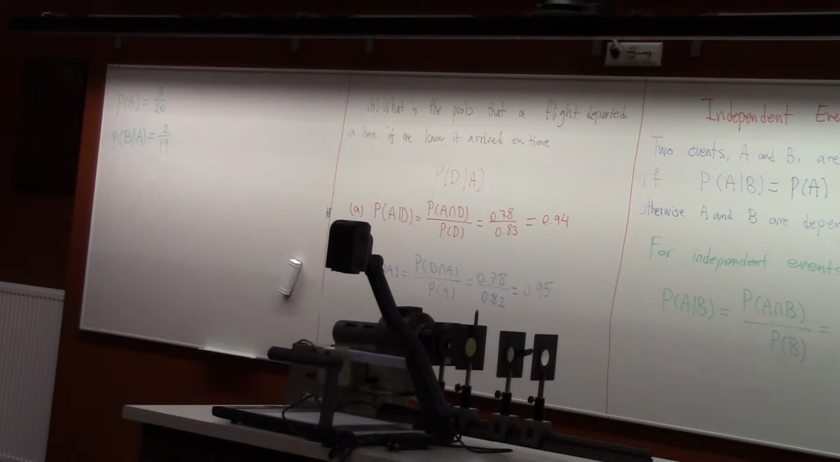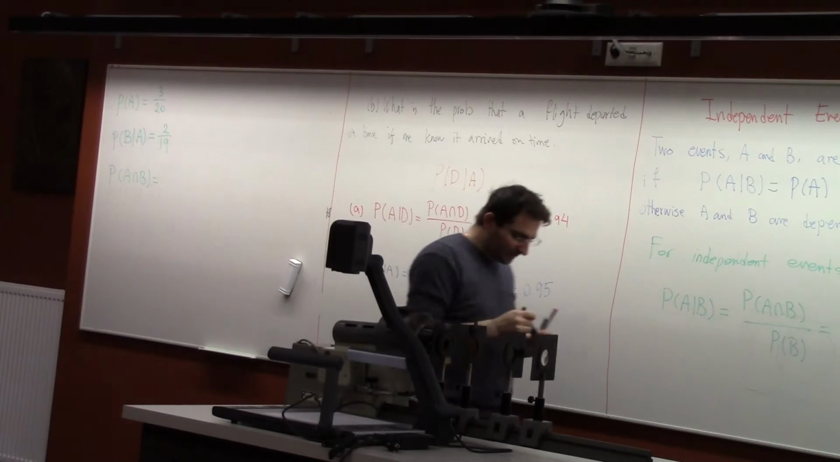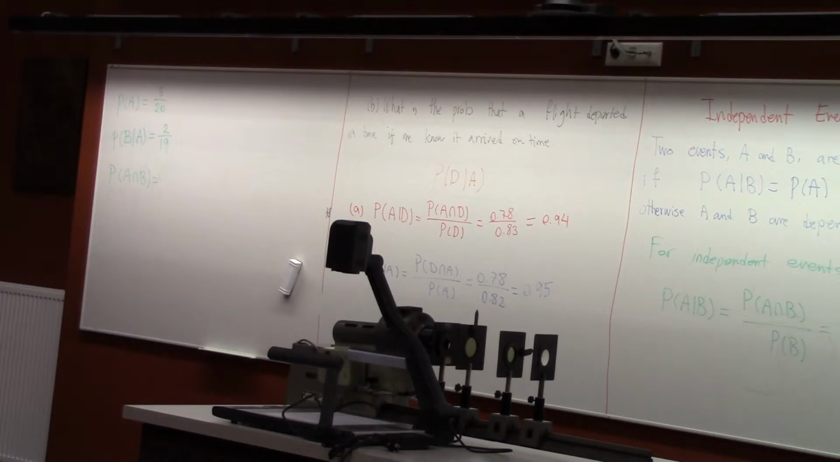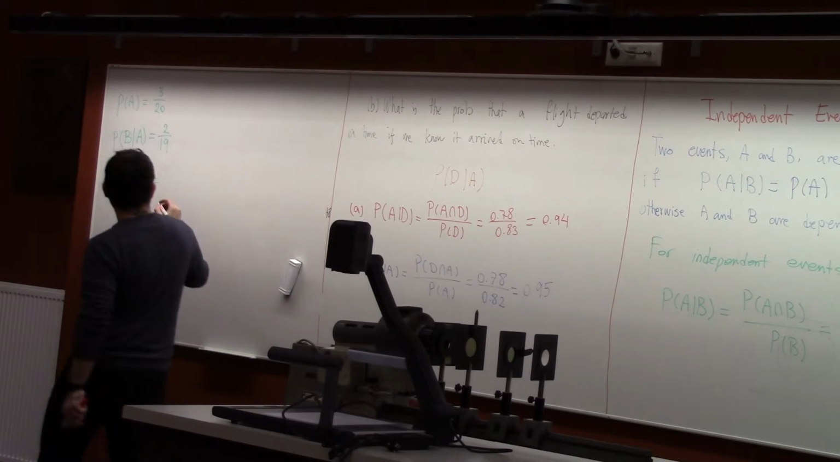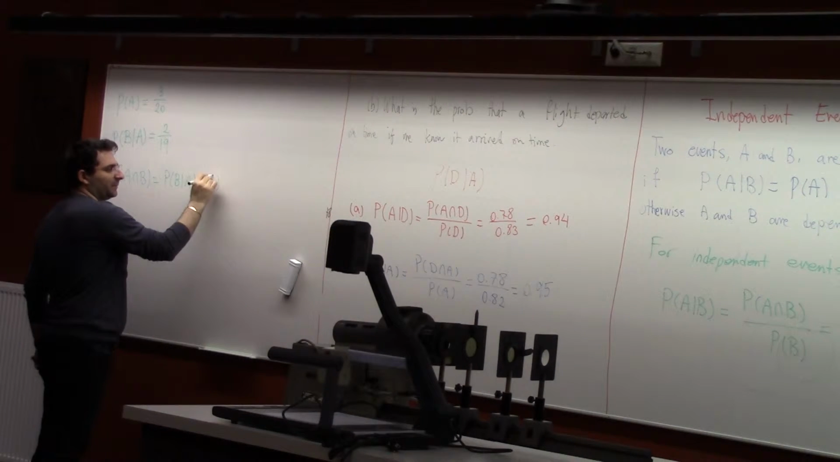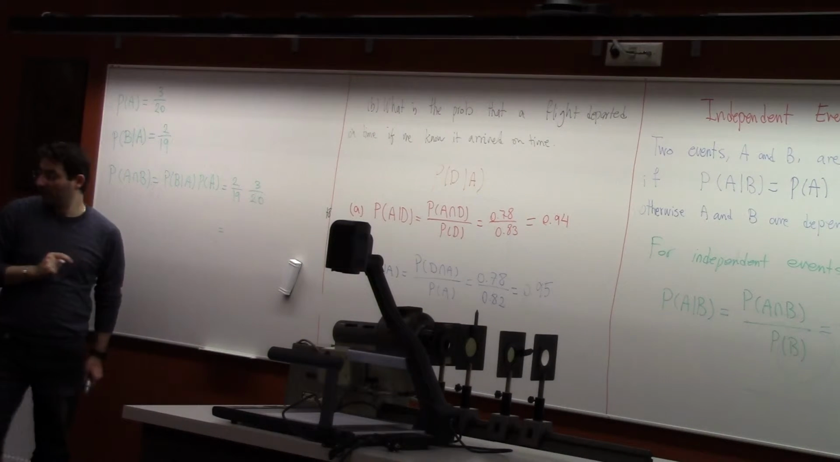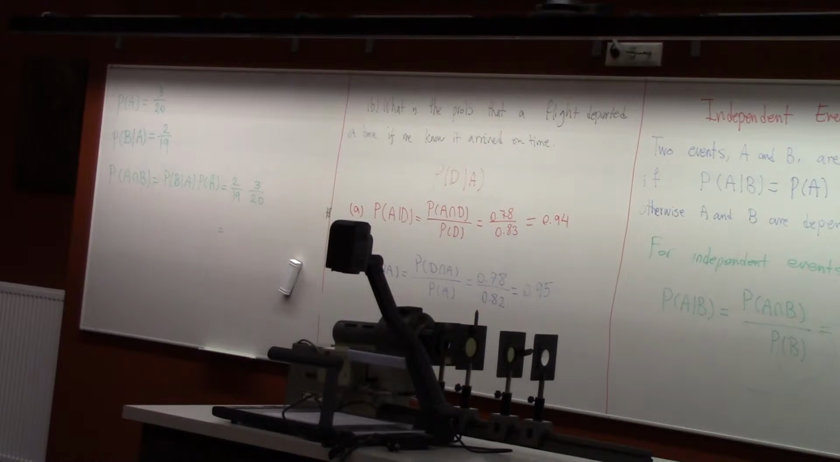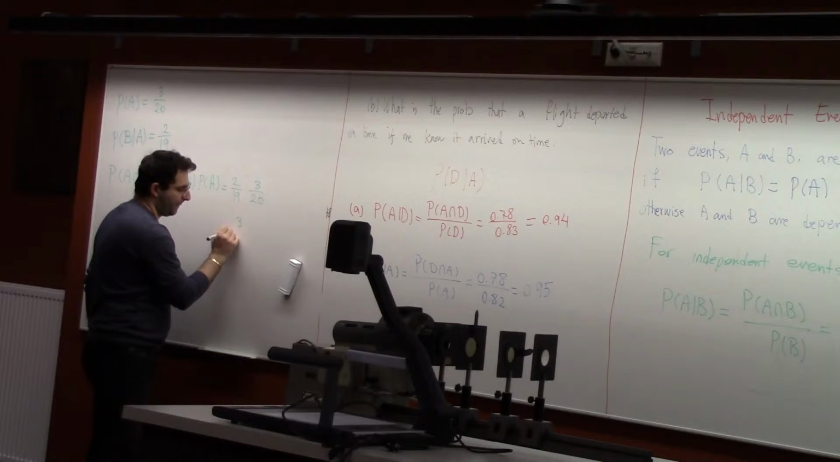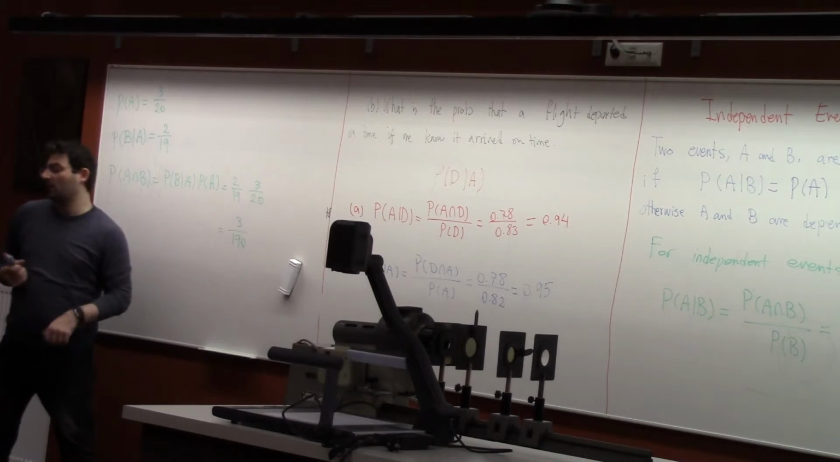Now, the question is what is the probability of A intersected by B? In order to calculate it, we have a formula. This is probability of B given A multiplied by probability of A, and this is 2 over 19 multiplied by 3 over 20, which means it is 3 over 190. So the probability that I pick 2 and both of them are bad is 3 over 190.